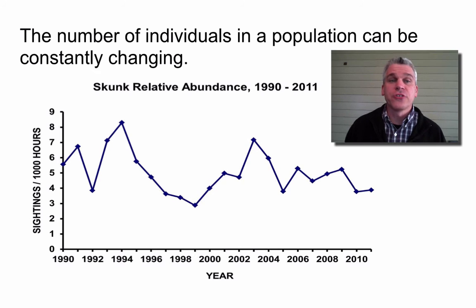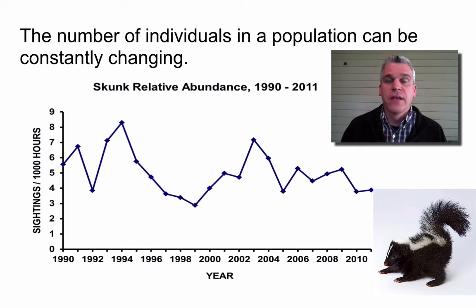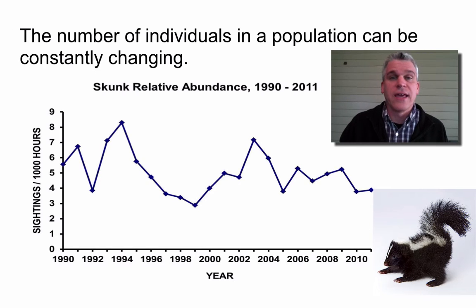So populations certainly are changing. Let's take a look at some data from Ohio. Here is the skunk relative abundance from 1990 to 2011 in Ohio. And we can see that there are some years, like in the early 90s, where the population of skunks were higher. It decreased for a time, it went up for a little bit, and we can see that it's sort of remaining unchanged over the last few years.